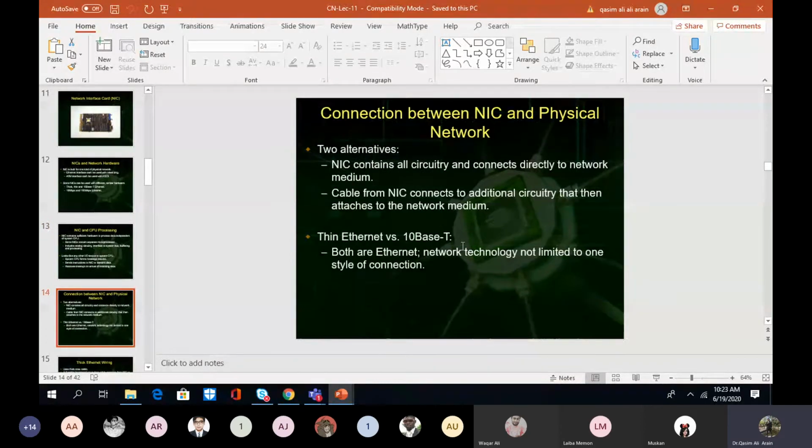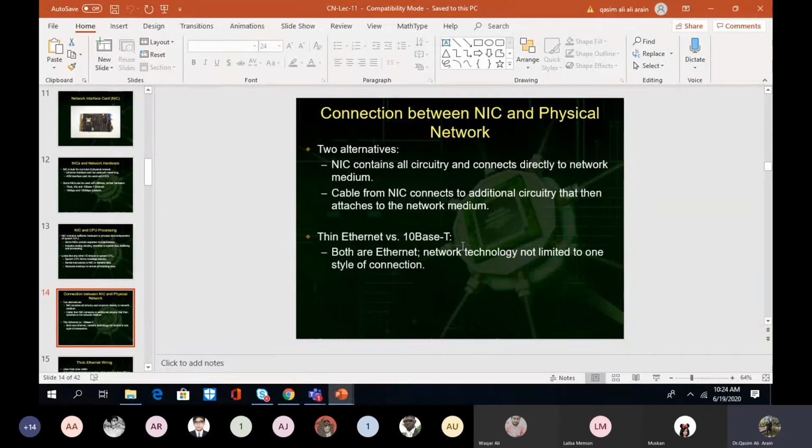Now connection between NIC and a physical network, right? NIC stands for network interface card। There are two alternatives। The one is NIC contain all circuitry and connects directly to the network medium, the other is cable from NIC connects to additional circuitry then attached to the network medium. अब देखें ये दो situations हैं.